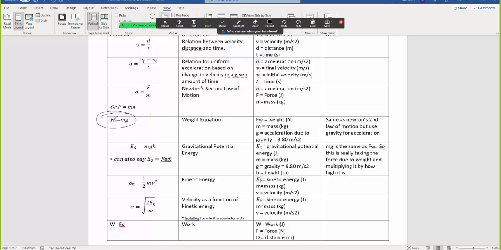this is the weight equation. The amount of force for weight is equal to the mass of the object times the gravitational pull of the object. So mass times gravity is the force due to weight. Gravitational potential energy is mass times gravity times height. And you might notice that mass times gravity is the same as this. So another way to think of gravitational potential energy is that it's the force from the weight times the height.